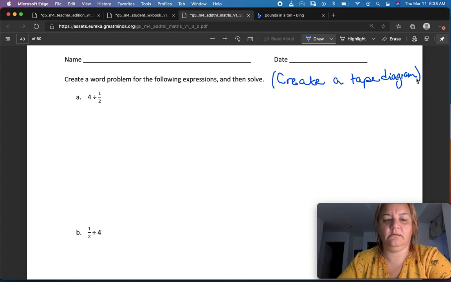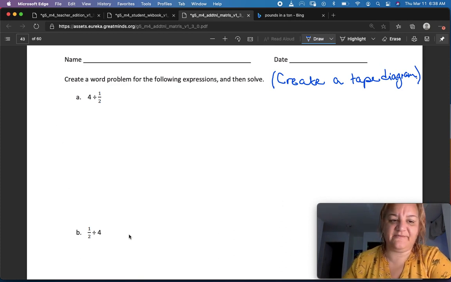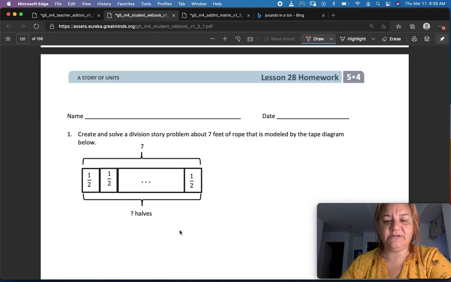Okay. All right, 4 divided by halves and half divided by 4. So show me in a tape diagram that you know what those look like. And then create an interesting story problem. Be creative today. Then go back and do your homework and let me know if you have any questions in class.